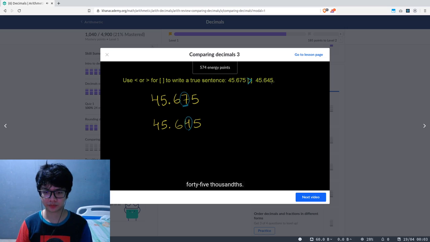45.645 or 645 thousandths. Let me write that down just to make sure we know what we're doing. 45 and 675 thousandths, or 45.675, is definitely greater than 45.645 or 45 and 645 thousandths.